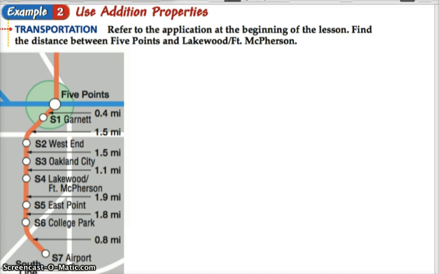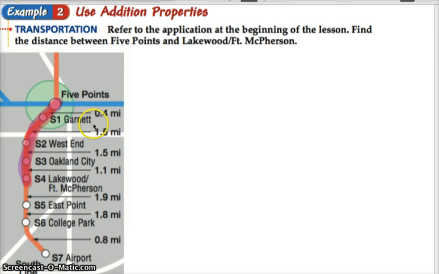Here's an example where we are taking a look at a subway map or a train map in, where is this from? I think this is in Atlanta. So we're going to use the addition property. And so we're referring to some stuff in the beginning of the chapter, and I have a copy of the picture right here. So we're going to find the distance between 5 Points and Lakewood, Fort McPherson. And that's this path highlighted here.